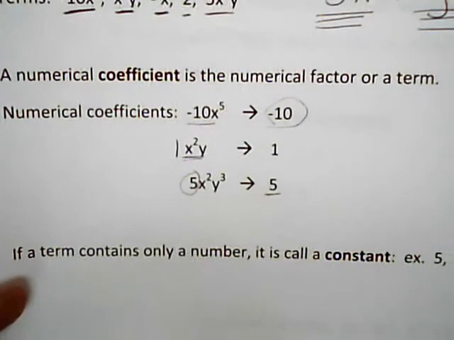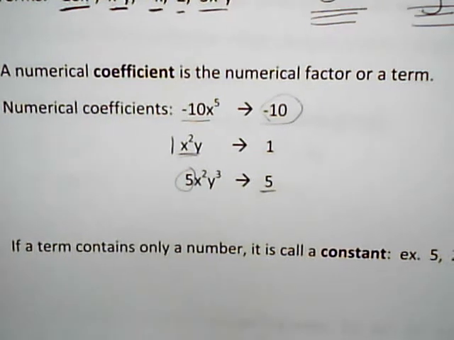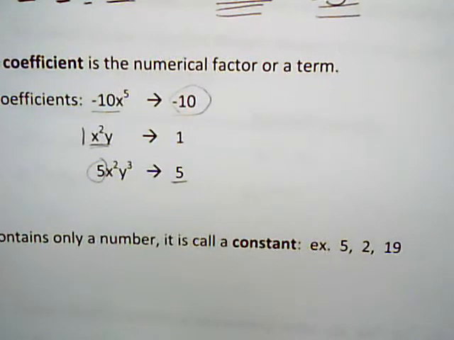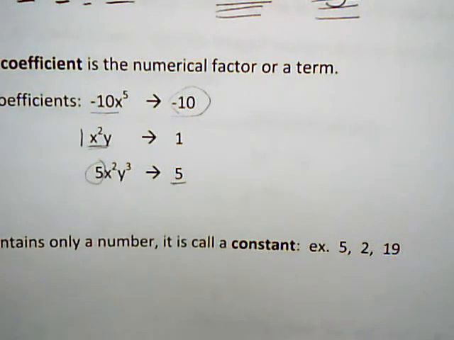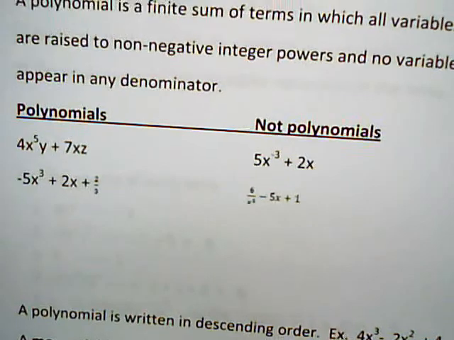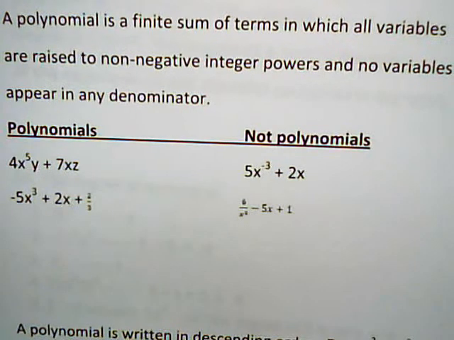There's another term called a constant. It says if a term contains only a number, then that is a constant. For example, the number 5, the number 2, 19, that would be a constant. Okay, let's look at the second page.